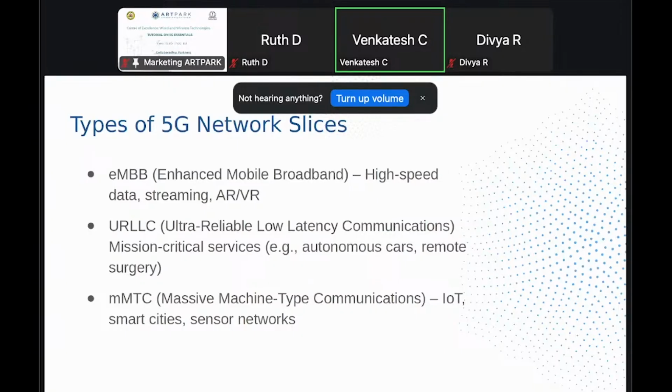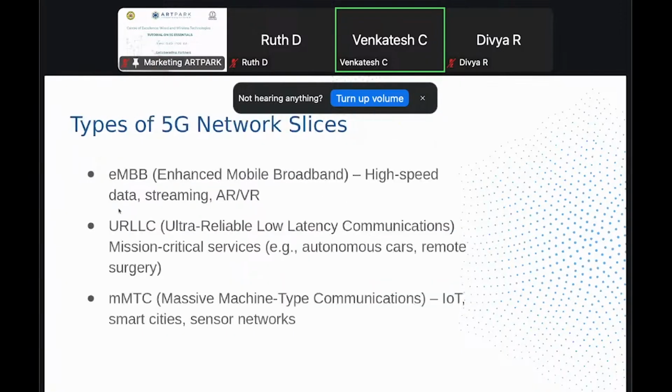There are three main types of network slices in 5G. First is eMBB. eMBB stands for enhanced mobile broadband. This slice is designed for high-speed data applications. It offers more bandwidth. It supports use cases like streaming high-definition videos, AR, VR, cloud gaming, and even remote workplace applications. We can use this eMBB. eMBB ensures seamless high-speed connectivity, making it ideal for data-intensive applications.